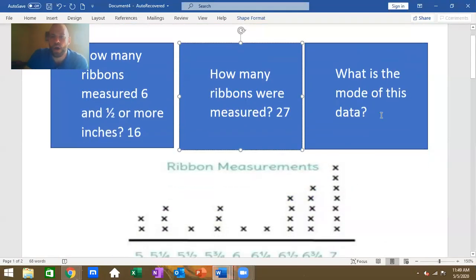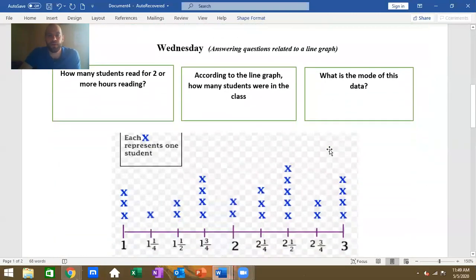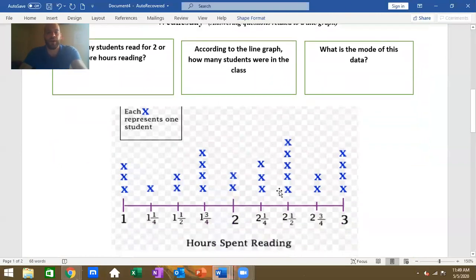Then what is the mode? Remember, we had mean, median, and mode, and we talked about range as well. The mode is the most common number. So which one's the most common? 7. All right, and that's it. I'm done with my math for today. It'll probably take you the same amount of time, since you're just answering the same types of questions as they relate to this graph.